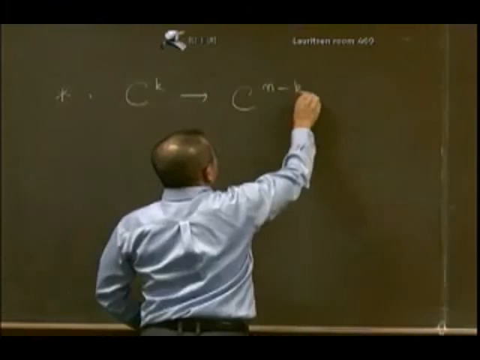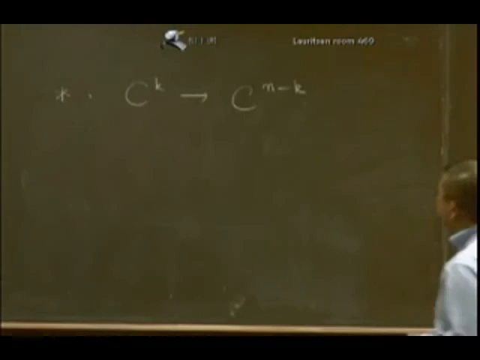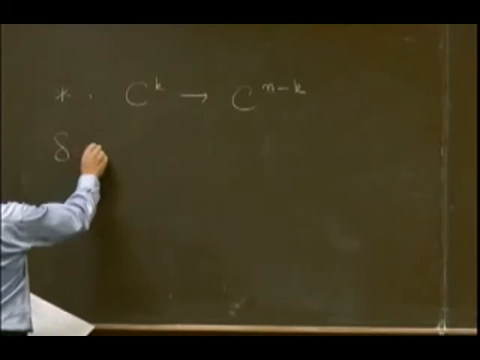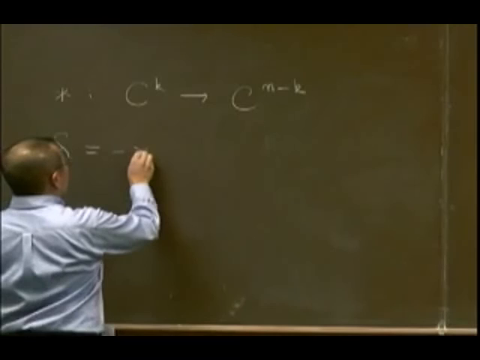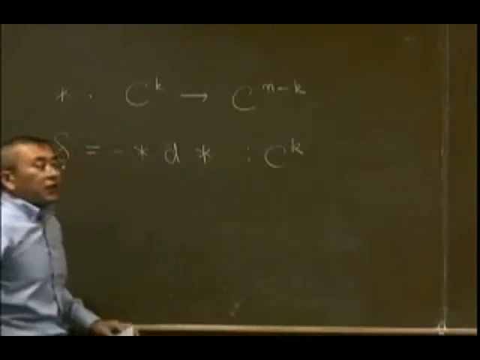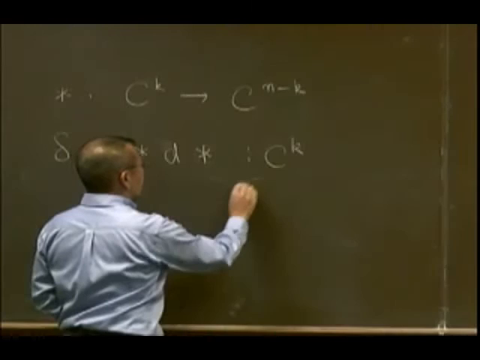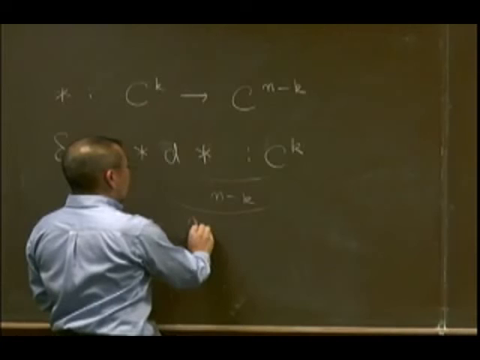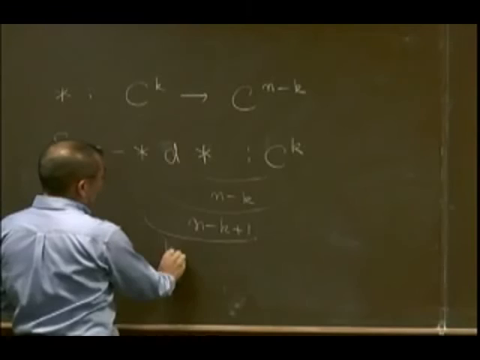That we made use of this metric tensor to define star. And so delta, the co-differential, is defined so that it is equal to minus star of d of star. And what it does is now decrease the degree. Suppose, for example, it is acting on Ck, then first you take star, you get an n minus k form. You act d, you get an n minus k plus 1 form. And then you take star, you get a k minus 1 form.